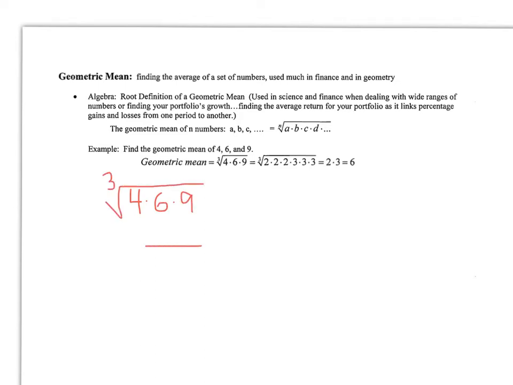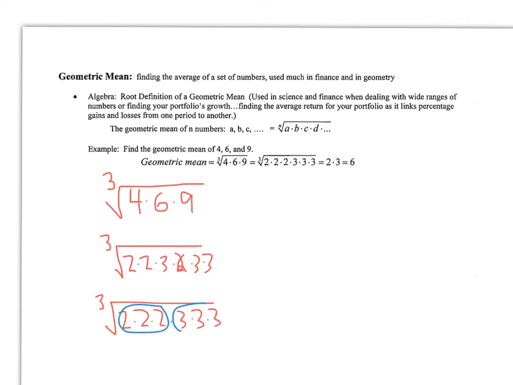To take a cube root of a number, you still want to find the prime factorization of those numbers, put them in order, and then you are going to group them. So you have the cube root of 2, 2, 2, 3, 3, and 3. Because it's a cube root, you're going to circle 3 of the same number. So out comes a 2 and a 3, and your final answer is 6.